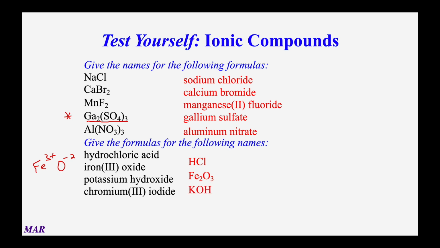And then finally, the last one, chromium 3, means chromium +3. Iodine, group 7, 7 minus 8, iodine -1. So when they come together, you're going to have 3 -1s for every chromium. Chromium 3 iodide would be CrI3.